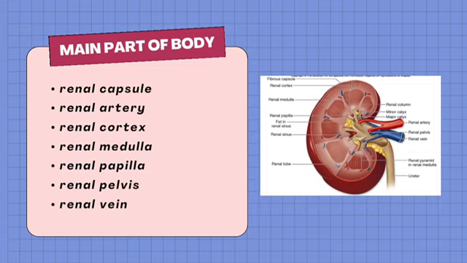The next one is the renal medulla. So the renal medulla is the inner part of your kidney. It contains most of the nephrons with the glomeruli and renal tubules. The renal tubules carry urine to the renal pelvis.